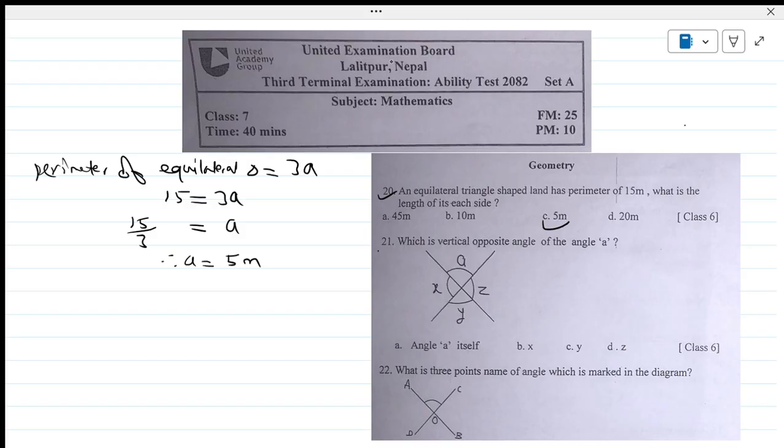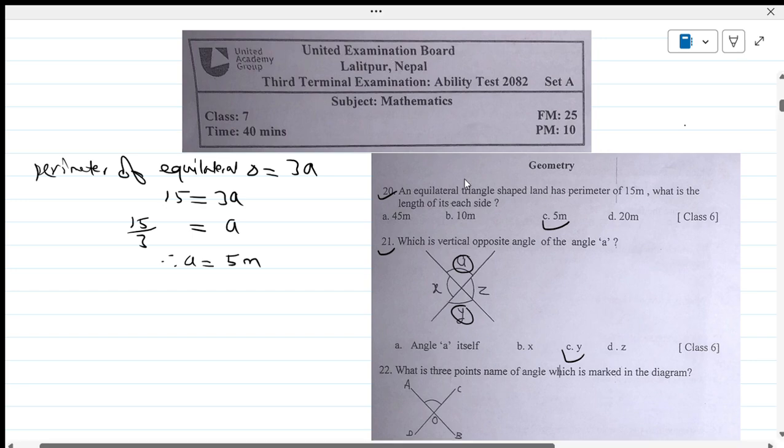Now let's go with 21. What's it here? Which is the vertical opposite angle of angle A, is it? So vertical opposite angle means the angles which are formed while two straight lines intersect at one point, right? And here that's happening with y, is it? Y and a, these are the vertical opposite angles, so option is C.